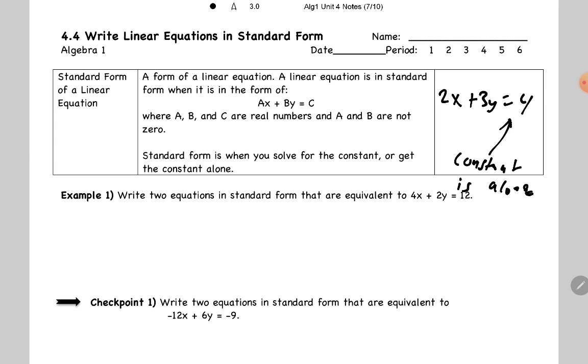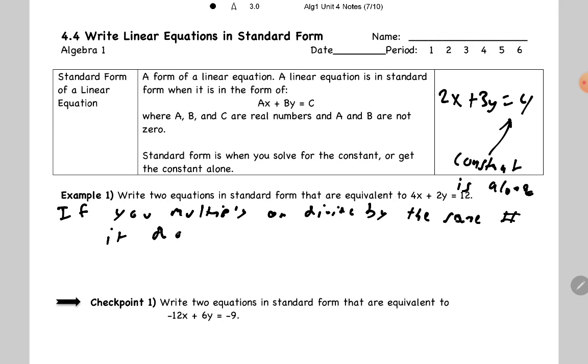So with standard form, if you multiply or divide by the same number, it doesn't change the equation. So if I took 4x plus 2y equals 12, so that's the original equation.